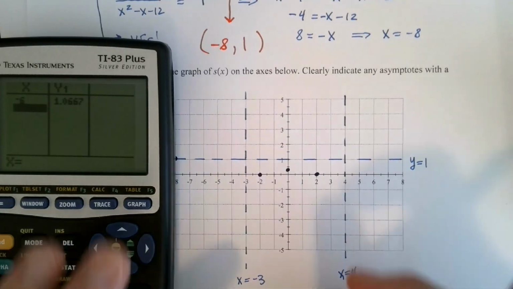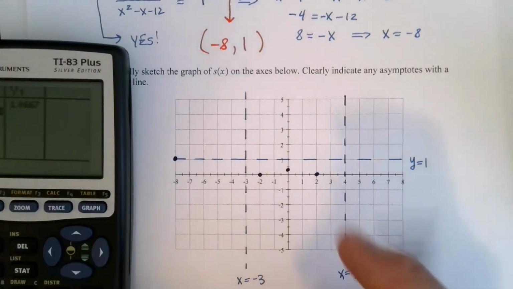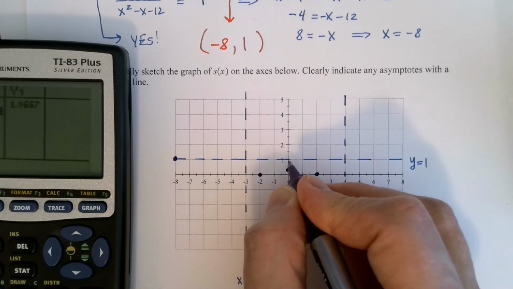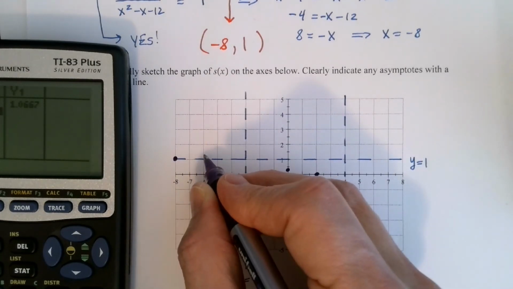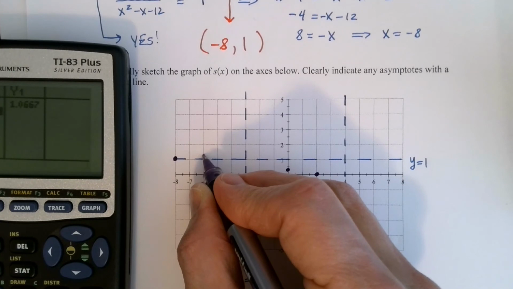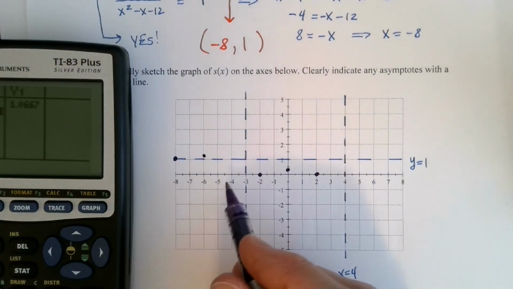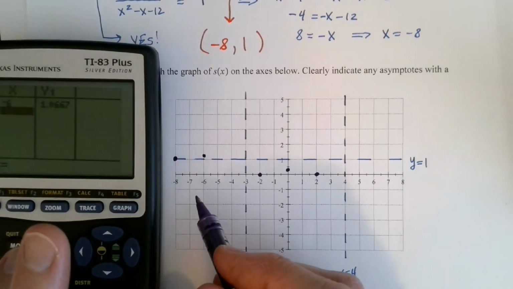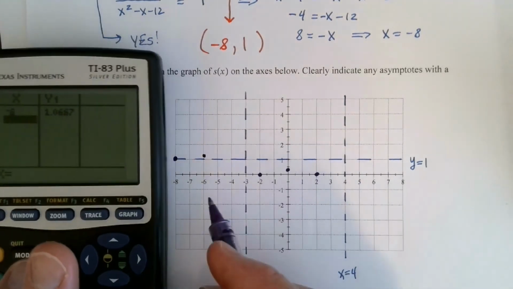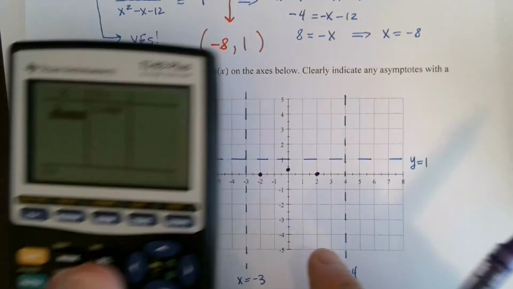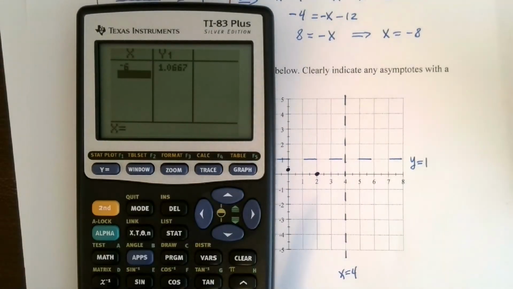The output is 1.0667. So at negative 6, we're above 1. Here's 1.0667. So we're slightly above, right? Okay. And I can plot some more points, negative 7, negative 5, and so on. But I'm going to continue to do that. I'll go to negative 8. I probably should have expanded it out a little bit. Let me see what's happening at, say, negative 10.